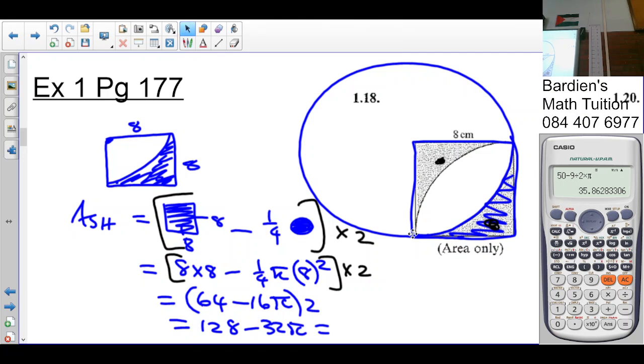That gives us 128 minus 32 pi. That gives us 27,47 centimeters squared.